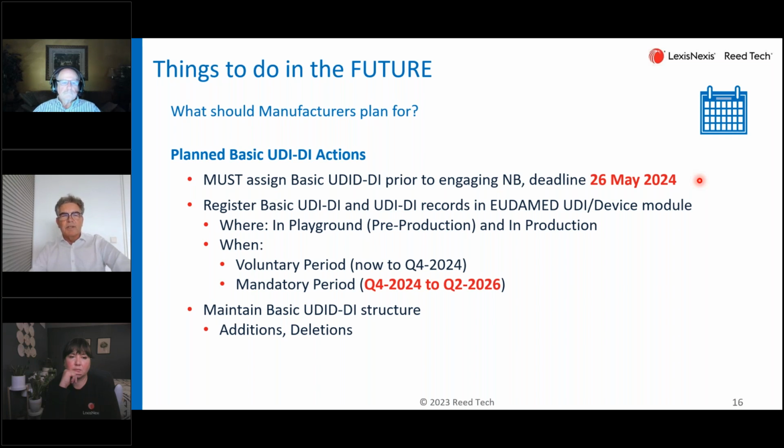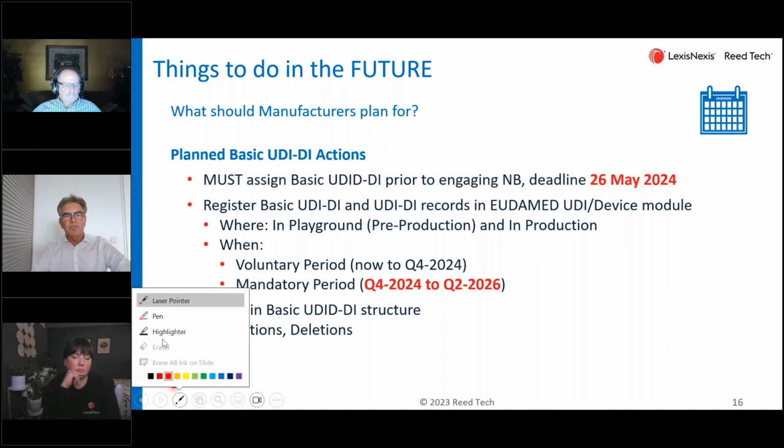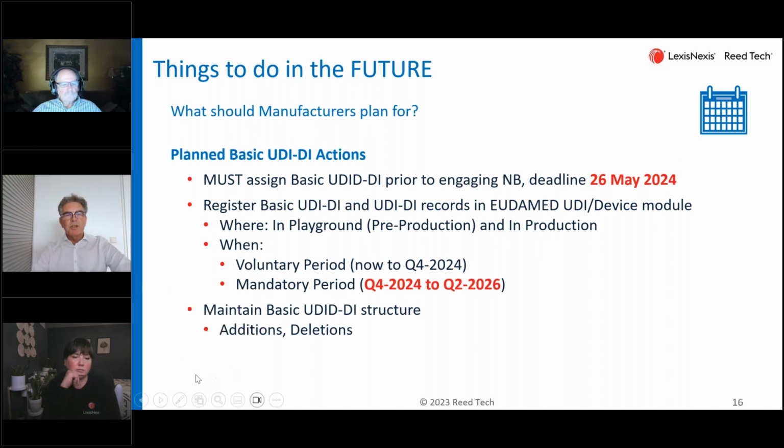Now, you can go to EUDAMED and already start registering. So registering yourself as an economic operator, maybe as a manufacturer only, maybe also as an Article 22 system and procedure pack producer. You can go to the device module and register your device already. Start in the playground, where you can practice, and then go for real production.